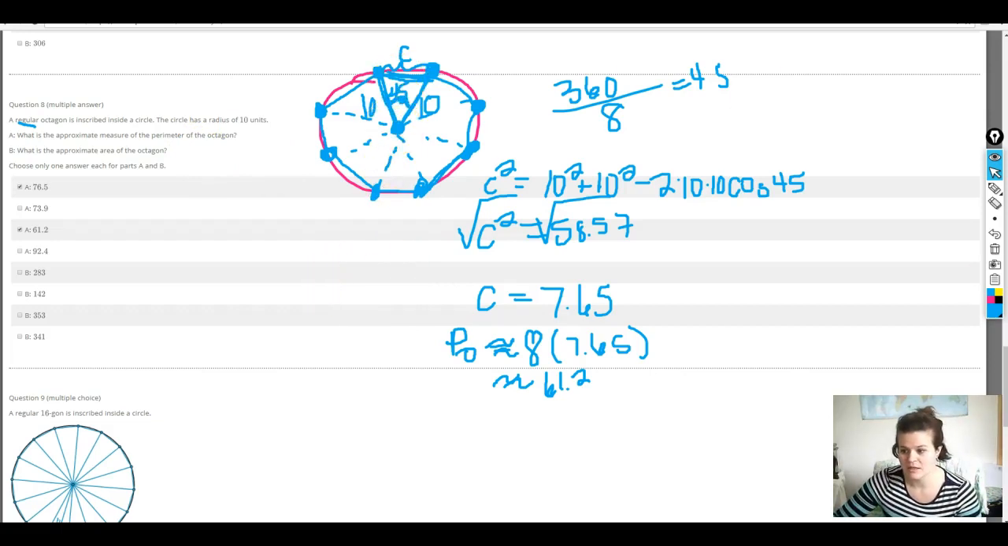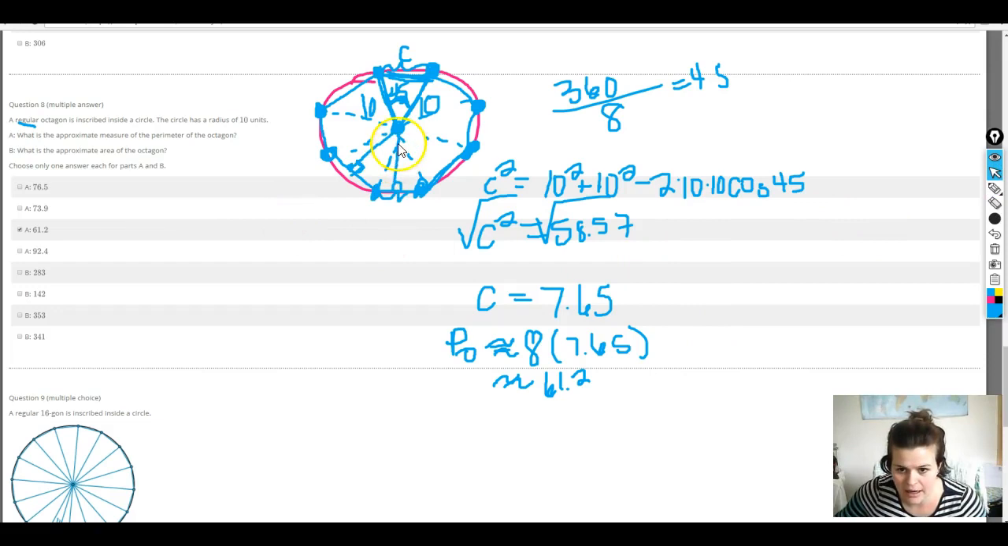The area would be 1/2 base times our height. So our base would be this side length that's connecting the vertexes, which we just found was 7.65, and the height would be less than 10 because the 90-degree segment that would come down, our height of our triangle, wouldn't hit at a 90-degree angle.